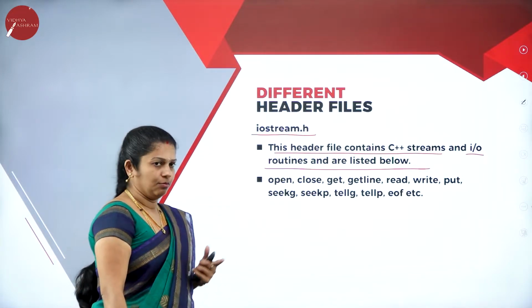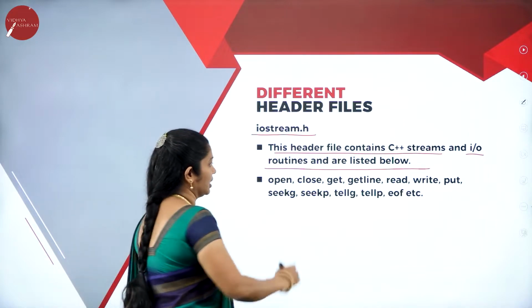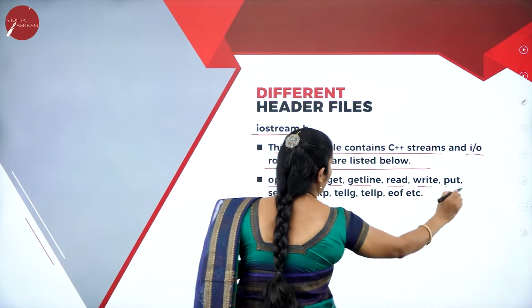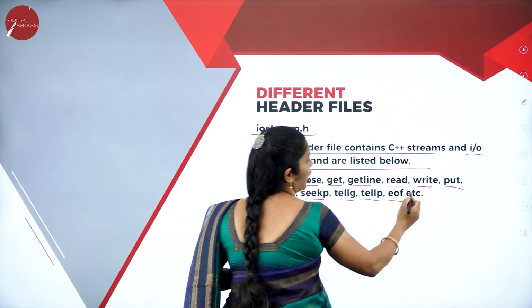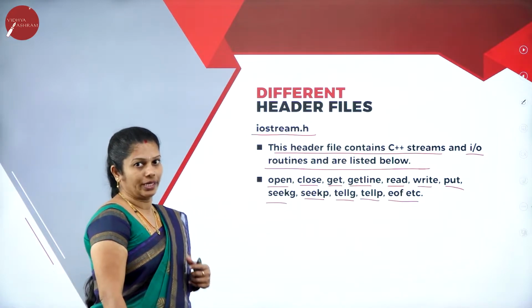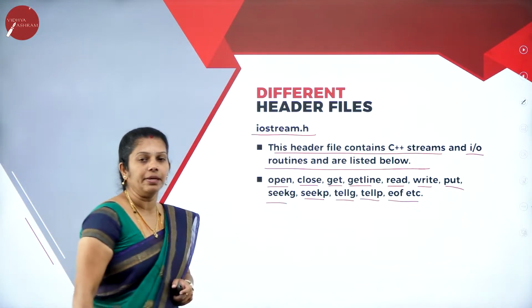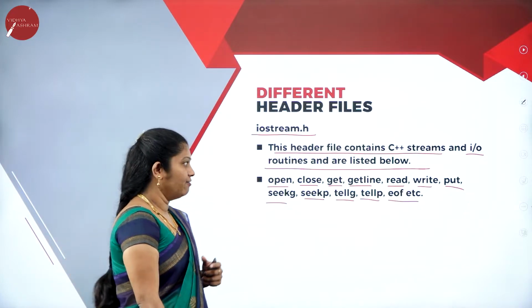For example, some of the functions which come under iostream that we are going to list now are open function, close, getline, read, write, put, seekg, seekp, tellg, tellp, EOF, that is end of file, etc. These are the supporting functions we require here. It means that if I want to use all these functions, then compulsorily we need this iostream.h header file.